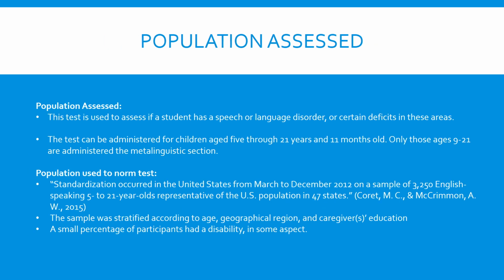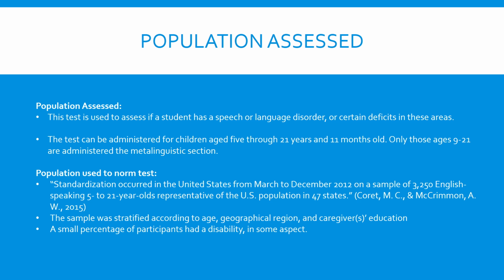So the population assessed with the CELF 5 are those students who may have a speech or language disorder or certain deficits in language. And the test can be administered for children aged 5 through 21 years and 11 months old, although only ages 9 to 21 are administered the metalinguistic section. So it is a very large range that can take the test.